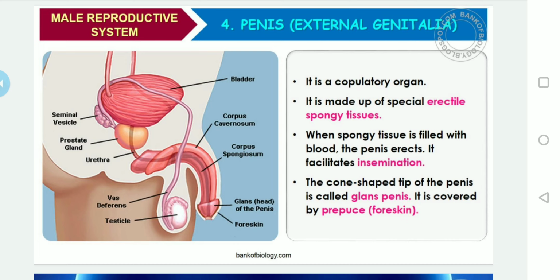The cone-shaped tip of the penis is called the glans penis. It is covered by the prepuce, commonly known as foreskin. That means the enlarged end of the penis is covered by a loose fold of skin, also called foreskin.